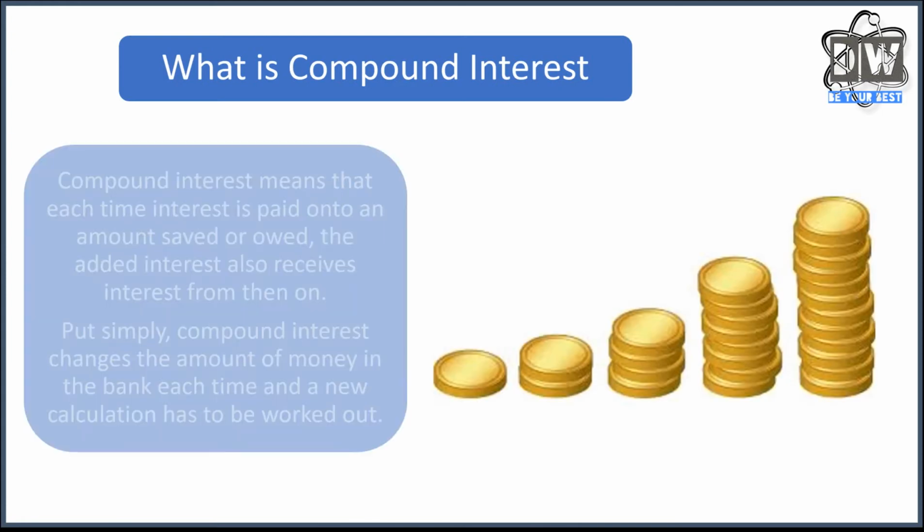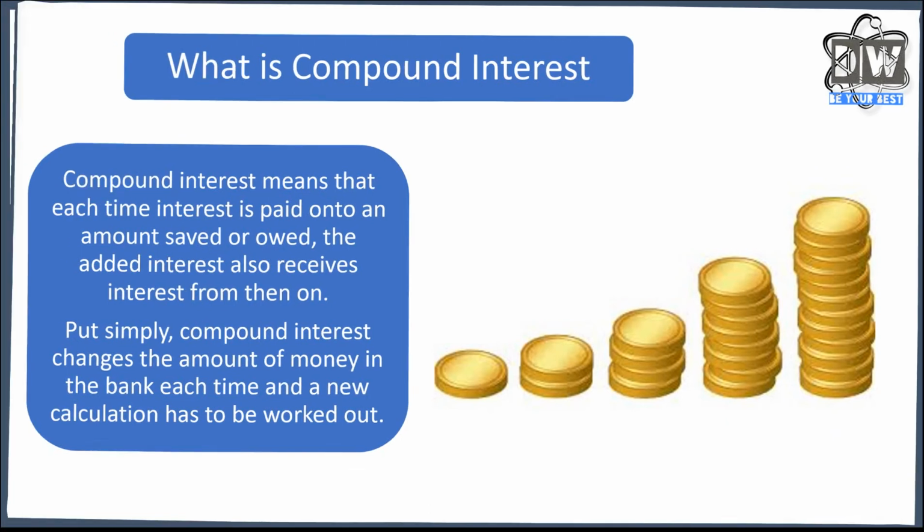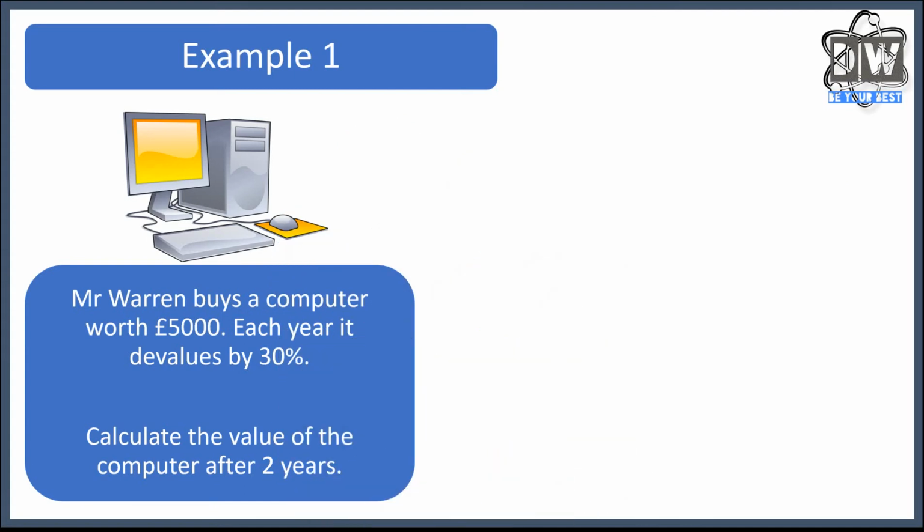But we'll go over what compound interest is. You already know it if you've done those other ones. Compound interest means that each time interest is paid into an amount saved or owed, the added interest also received interest from then on. Okay, so let's look at an example where things go down in value.